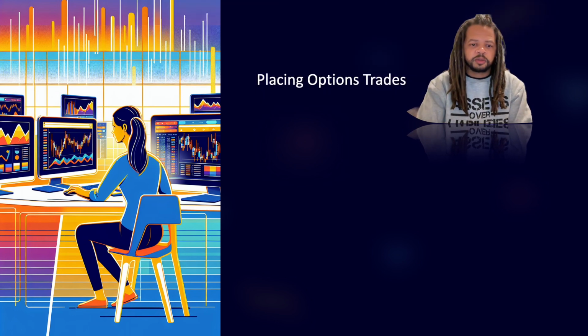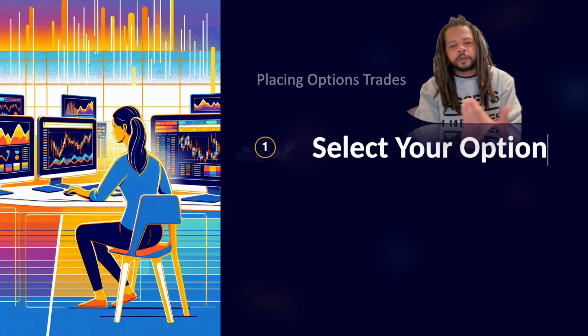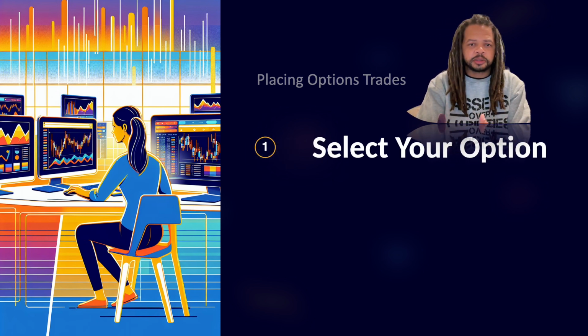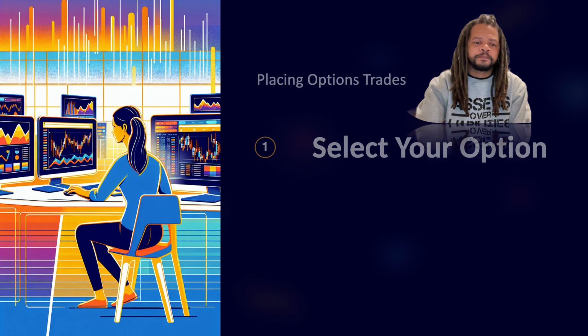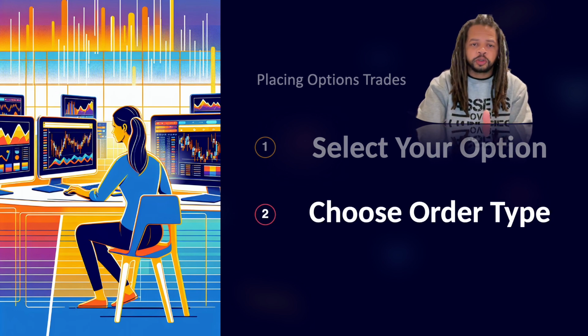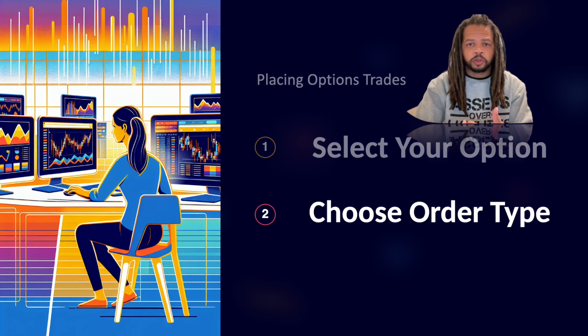So, first and foremost, we have placing our options trades. First thing you're going to do is select your option. You're going to choose the underlying asset, the expiration date, and the strike price. You're going to consider your market outlook as well as your risk tolerance. Then we got to choose your order type. You're going to decide whether you want to select a market order for immediate execution, or if you want to go with a limit order to control the price, pinpoint exactly where you enter at.